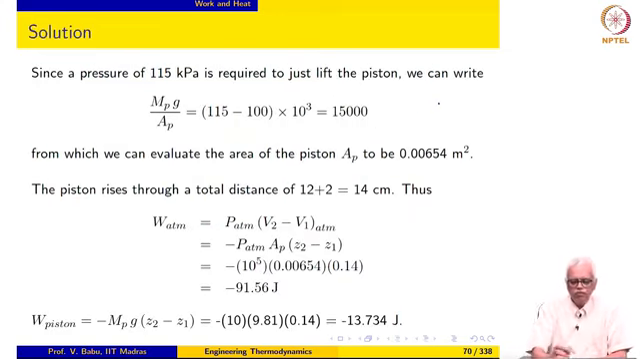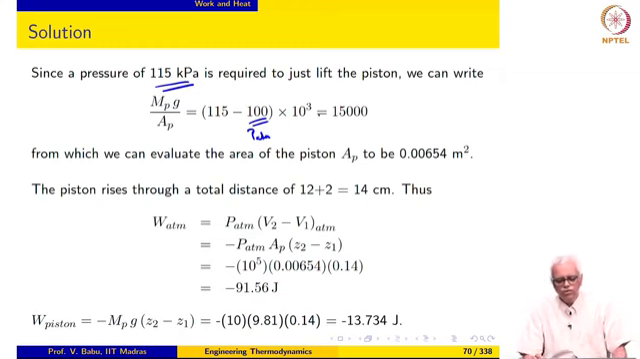Since a pressure of 115 kilopascal is required to just lift the piston, a force balance on the piston gives us that the mass of the piston times g divided by its cross sectional area is equal to 115 minus 100, this is P atmosphere, times 1000. So, we get the quantity MP times g over AP to be 15,000, from which we can get the cross sectional area of the piston to be 0.00654.